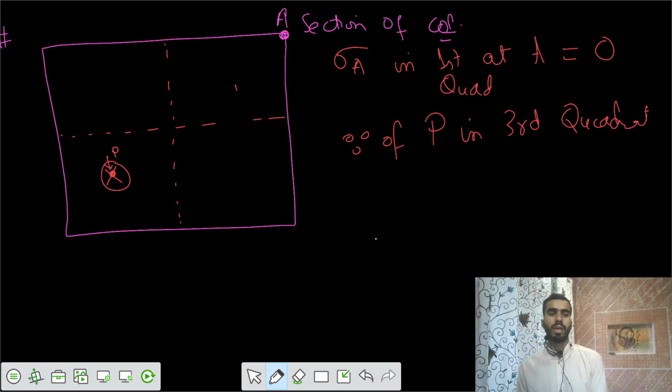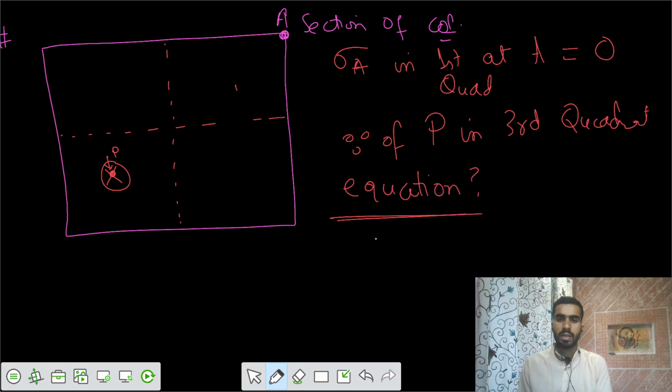There should be some load P in the third quadrant such that it would cause a net value of sigma at A equal to 0. You need to get the equation for that.